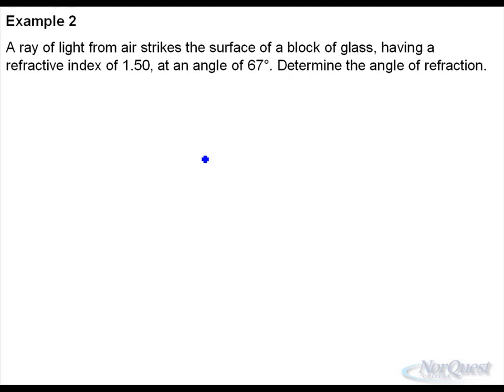Here's another example involving Snell's law, or the law of refraction. And key in here is to always write the formula. So we have sine theta 1 over sine theta 2 equal to n2 over n1 equal to v1 over v2 equal to wavelength 1 over wavelength 2.